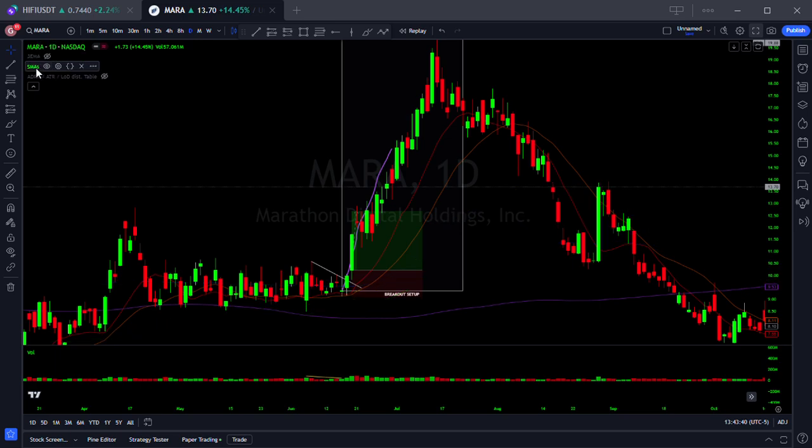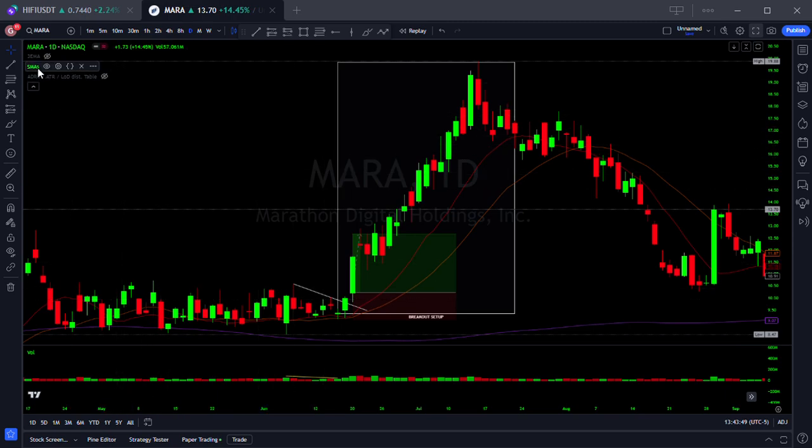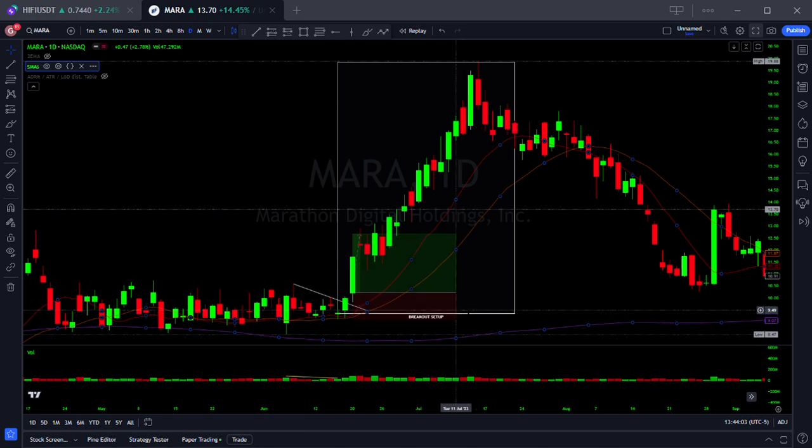I'm going to show you what I do with the SMAs, the simple moving averages. What I do with the simple moving averages is this is a 10-day SMA, and I have it above the low. All of these are above the low. Now you can put them above the high, you can put them above the close. I put them where the low is just because I have a little bit more wiggle room. So do that how you want.